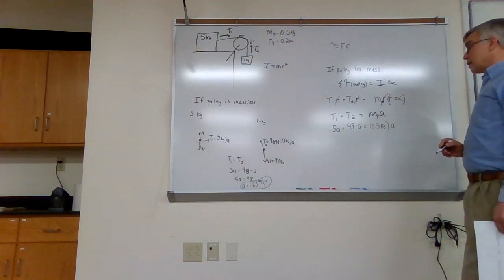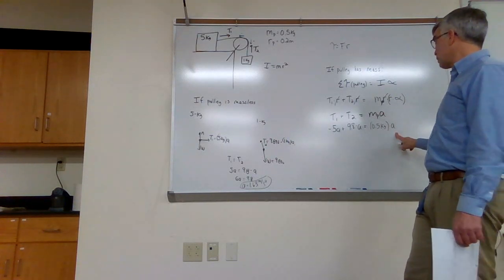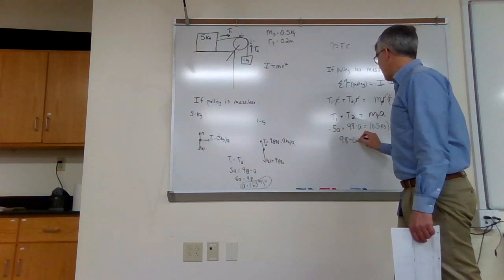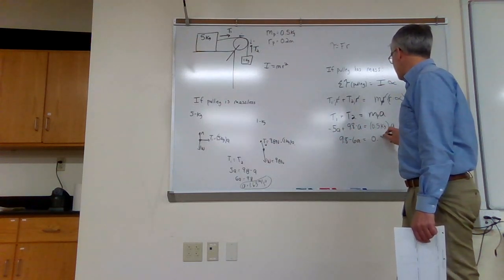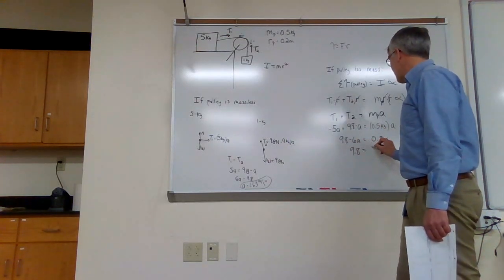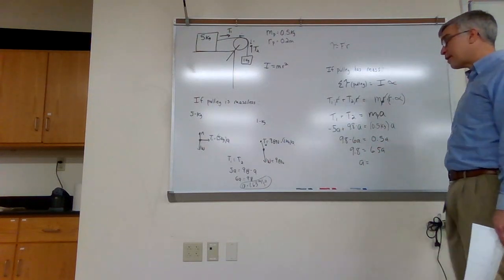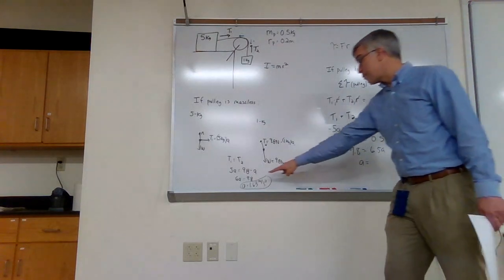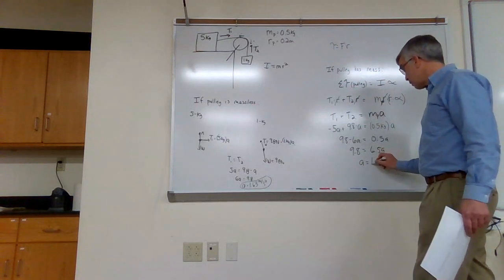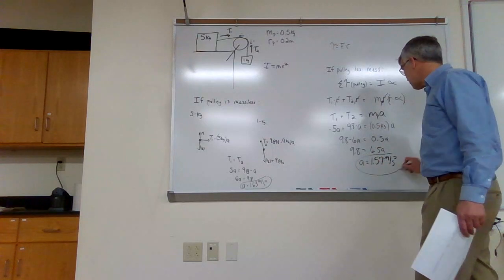All right, so we've got one unknown. Let's simplify this and solve for that one unknown. On the left-hand side, I've got 9.8 minus 6a. This equals 0.5a. Add 6a to both sides. 9.8 equals 6.5a. Divide both sides by 6.5. We're going to get a smaller number than we got over here because we only divided by 6. I already did this out, so I know this comes out to be 1.57 meters per second squared.